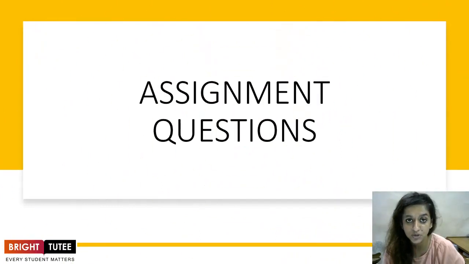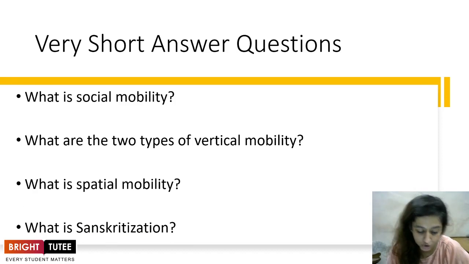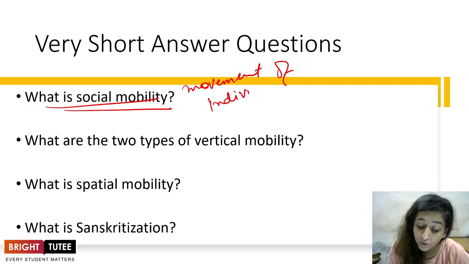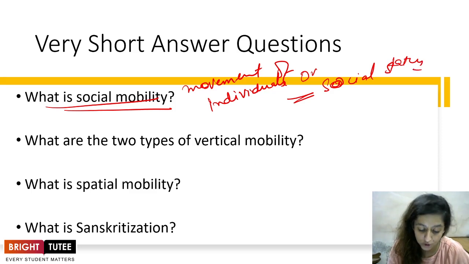Assignment questions which are there. So the first question they ask you is, what is social mobility? We have just talked about it. Social mobility is defined as the movement of individuals or groups from one strata or from one social status to another. That is what is known as social mobility.